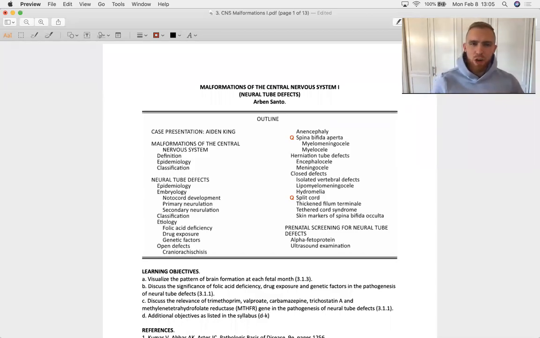Hello, let's talk about malformations of the CNS. There are two different lectures that I have on this, and the first one's pretty easy. It's just a vocabulary test. The second one requires you to make some differentials.